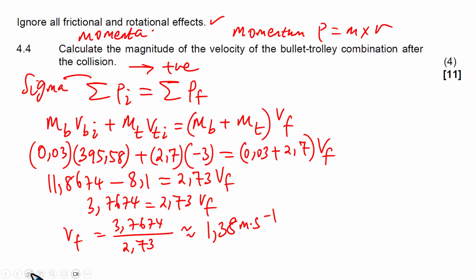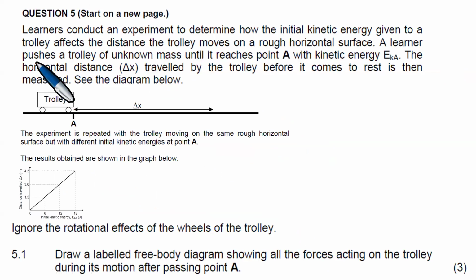The next question is very, very interesting. It is about learners that are doing a science experiment in the science laboratory. Let us do this science experiment together. Learners conduct an experiment to determine how the initial kinetic energy given to a trolley affects the distance the trolley moves on a rough horizontal surface. What do they want to do, these learners? Listen carefully.